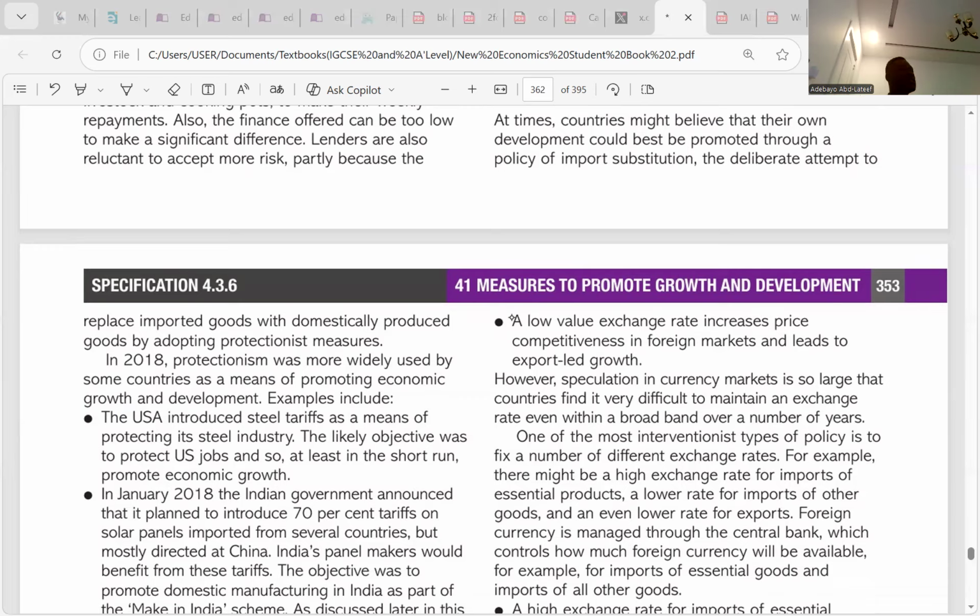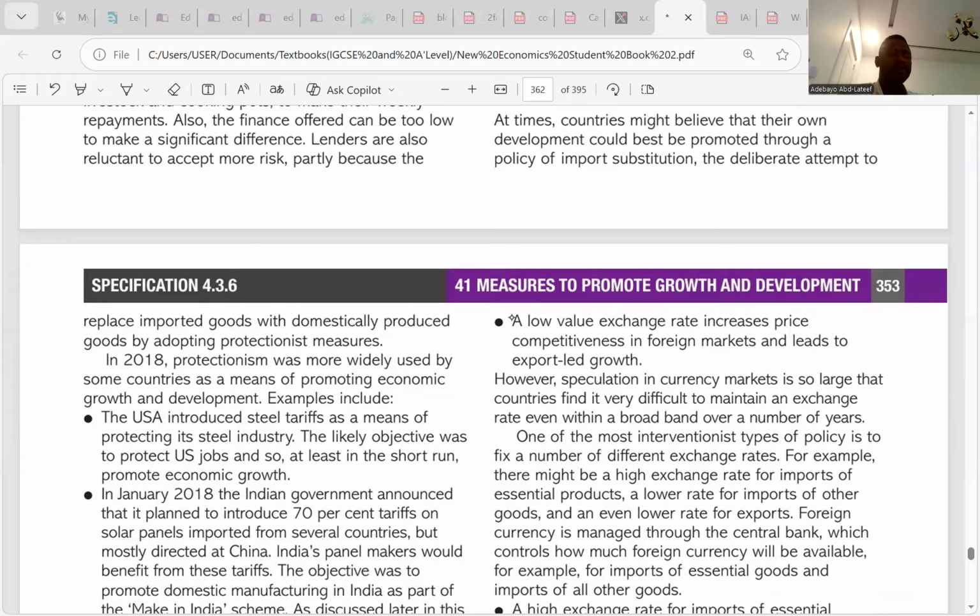For import substitution, it simply means instead of us continuing to import this pen from abroad, we can as well produce this pen here. That is import substitution. And for that to happen, it means there's trade restriction, and trade restriction means protectionism. Do you get the point here?